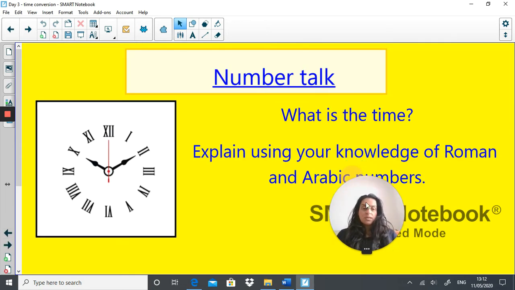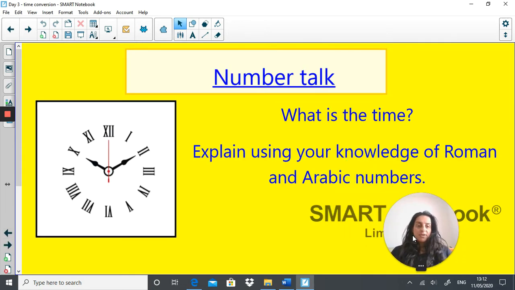So number talk. Let me move myself out of the way. And it says, what is the time? Explain using a knowledge of Roman and Arabic numbers. So what is the time on this clock? So pause the video and write down what time it is.